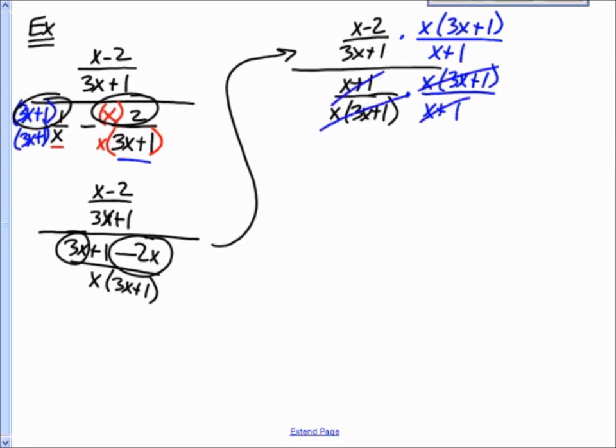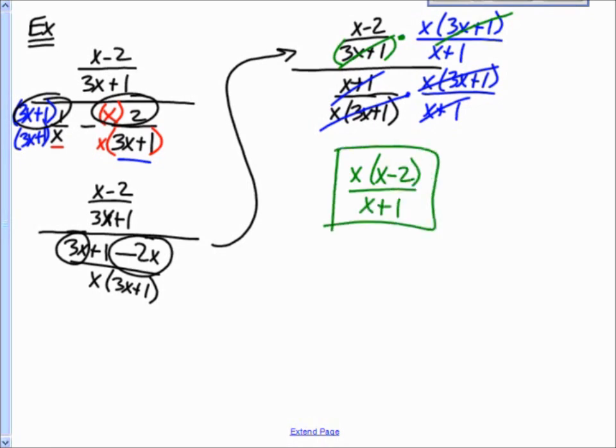Let's see here what cancels. I'm looking up here, and the 3x plus 1 will cancel with that 3x plus 1, and that's it. So I got x minus 2, and I got an x plus 1 on the bottom. There's our answer. Okay, thanks for listening, you guys. See you in class. Bring your questions.